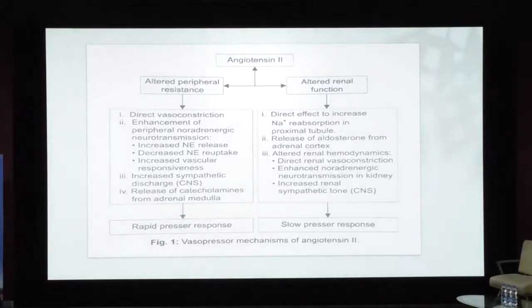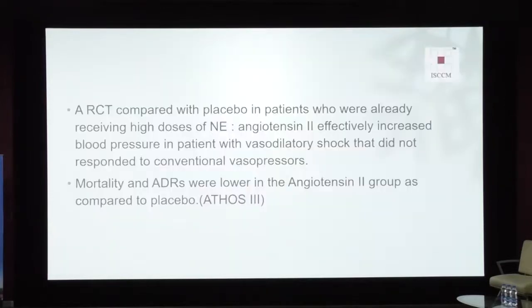And the delayed one is the increased sodium resorption in the proximal tubule, release of aldosterone from the adrenal cortex, and it helps in direct renal venoconstriction and noradrenaline transmission in the kidney and increased renal sympathetic tone, which is shown as a slow response. In a randomized trial compared with placebo, in patients who were already receiving high doses of NE, angiotensin effectively increased the blood pressure in patients with vasodilatory shock that did not respond to conventional vasopressors. This was shown in the ATHOS-3 trial.